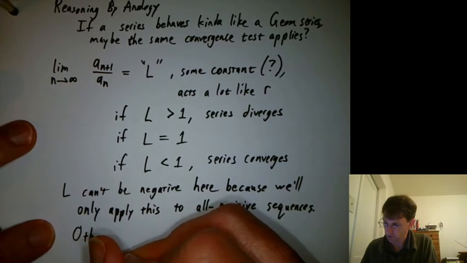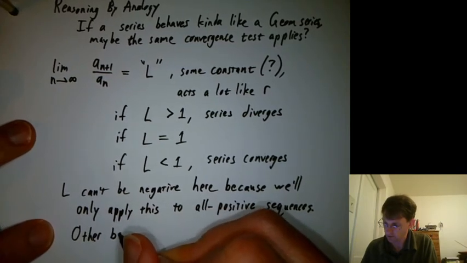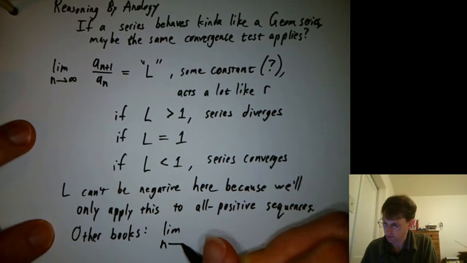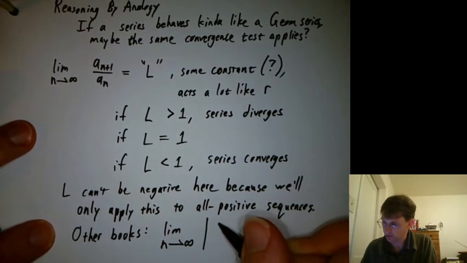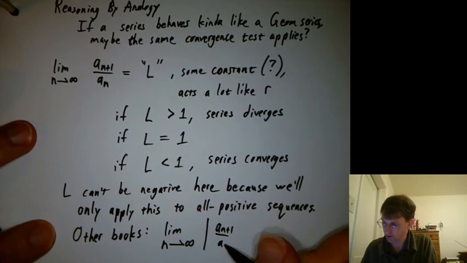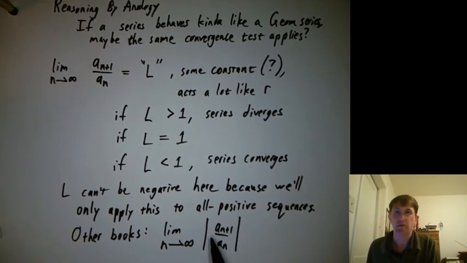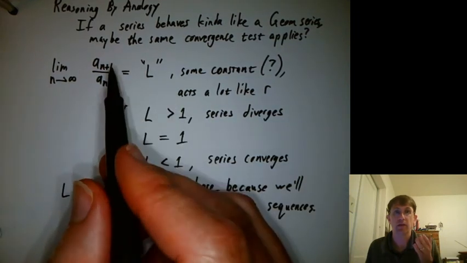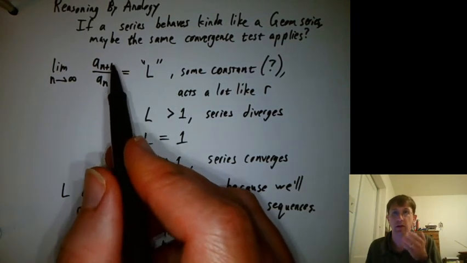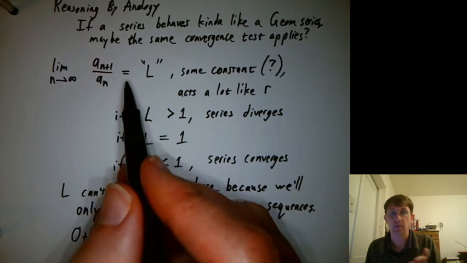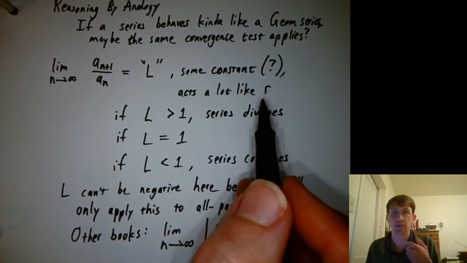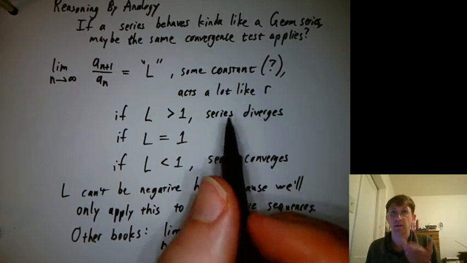Let's note briefly what other books do. They take the limit as n goes to infinity of the absolute value of a sub n plus 1 over a sub n. But why deal with absolute values if you don't have to? So this idea, take the ratio of one term to the next term, see how that behaves in the limit, and treat that like the r value from geometric, is the ratio test.